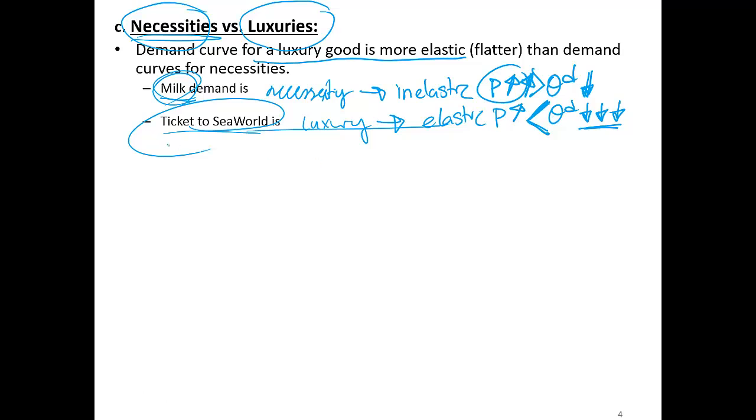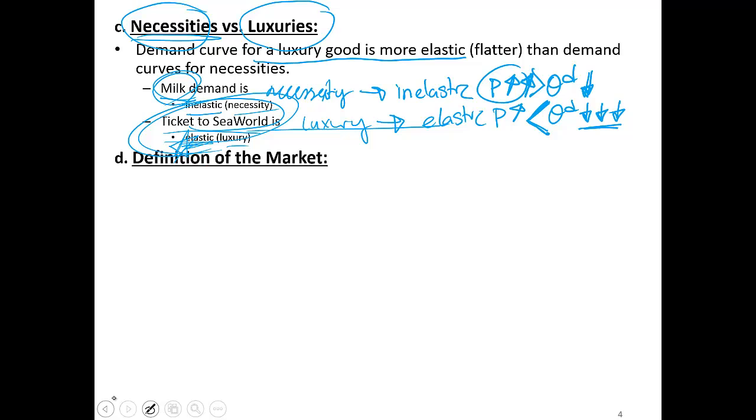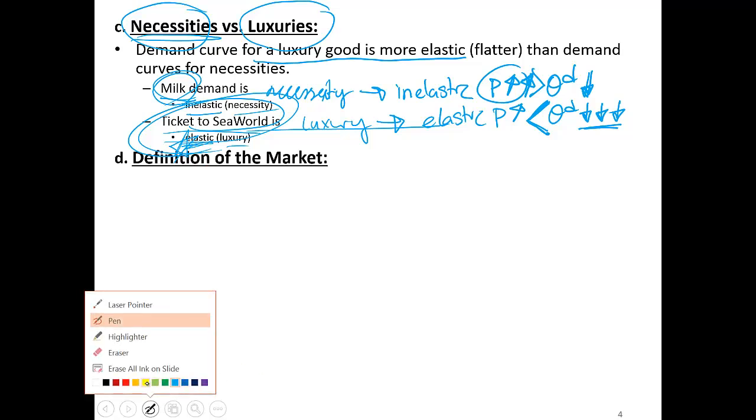Okay, why? Because you know what? I'm not gonna die. That's why they don't usually change the ticket prices to SeaWorld. Okay, it doesn't change like every day. So milk demand is relatively inelastic because it's a necessity. A ticket to SeaWorld is relatively elastic, just like all luxury goods, because it is a luxury. Definition of the market is another determinant of elasticity.